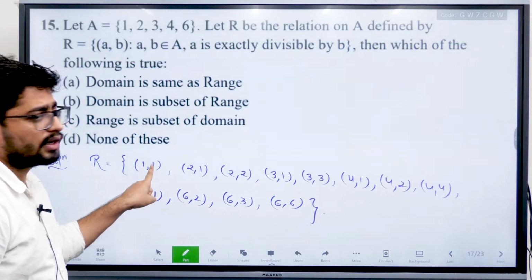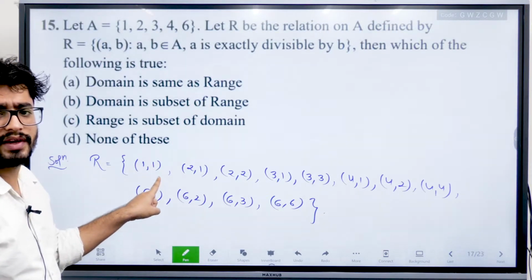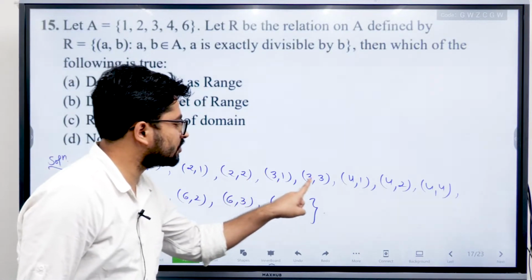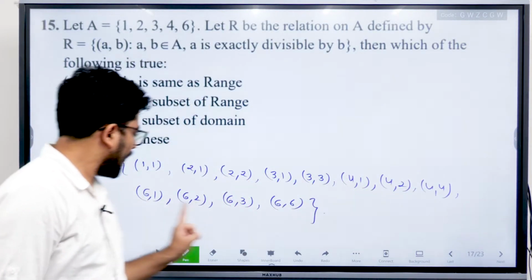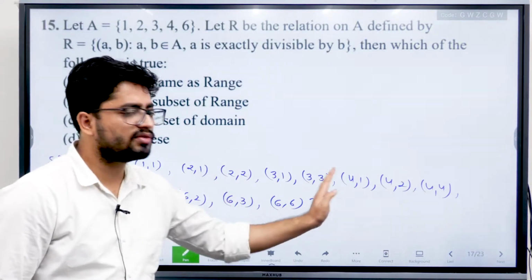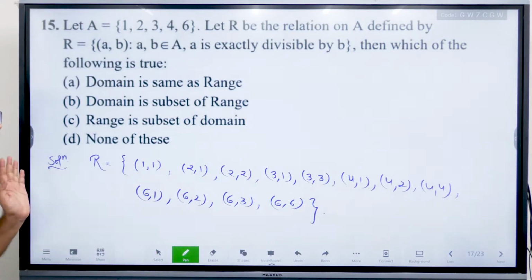a is divisible by b, so (1, 2) we cannot take, since 1 is not divisible by 2. So (1, 1), (2, 1), (2, 2), (3, 1), (3, 3), (4, 1), (4, 2), (4, 4) and (6, 1), (6, 2), (6, 3) and (6, 6). This is my relation where a is exactly divisible by b.